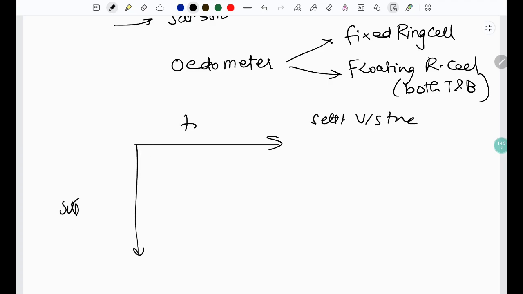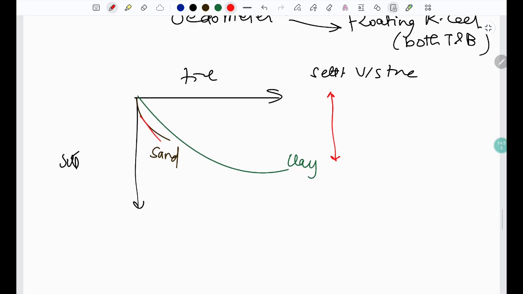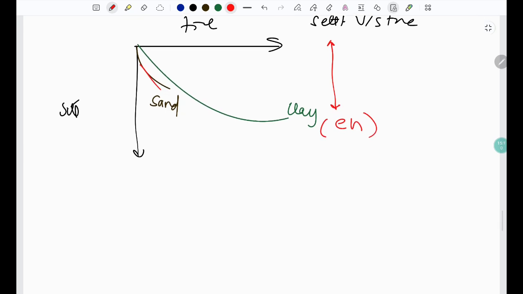This is settlement, then this is time, and we observe that this is how the settlement versus time graph works for the sand, and this is how it goes for the clay. As you can see, settlement in clays is much more than that in sand, but the rate, because of the slope of sand, is much more. Therefore settlement in clay is greater than sand because it has higher void ratio, but the rate of settlement is higher in the sand.